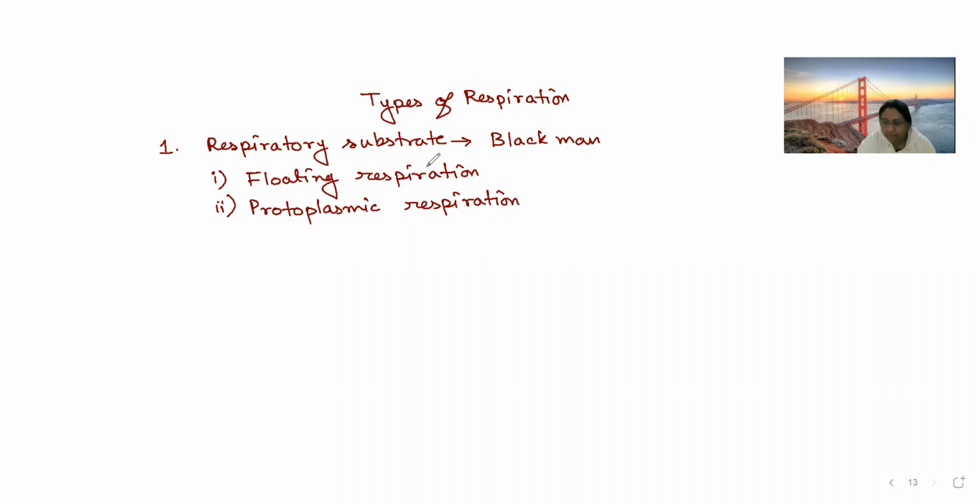So if the respiratory substrate is fat or carbohydrate, we call it floating respiration, and if it is a protein, we call this protoplasmic respiration. Why do we give such kind of names? Any idea from the names? Anyone?